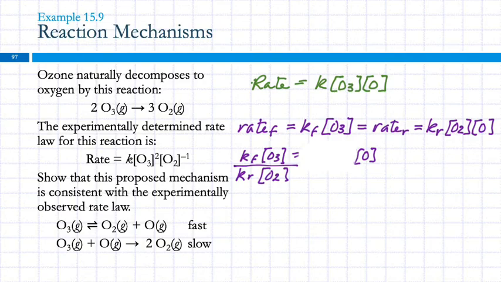So what I'm going to do up there is replace the O with what I figured out it was down here: K forward over K reverse times O3 over O2.